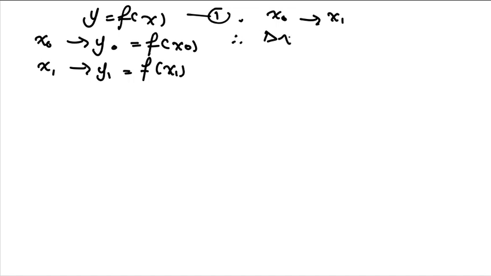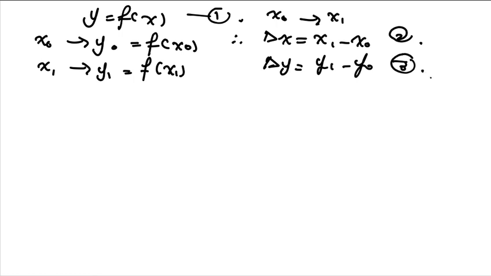Call it change in x. What is change in x? Change in x is x1 minus x0. Let's call this expression equation 2. Similarly, because x changes from x0 to x1, then obviously y has to change from y0 to y1. Therefore, we can also have change in y equals y1 minus y0. Let's call this expression 3.